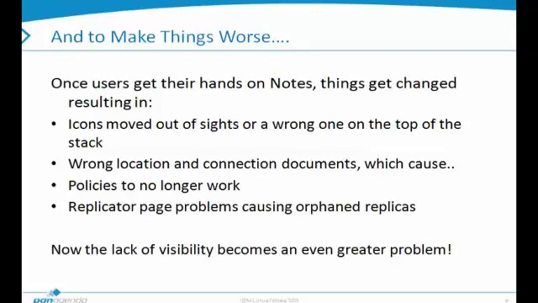So users do things like moving icons out of sight, or maybe they have a wrong icon on the top of the stack on the workspace. They're pointing to something that they shouldn't be in bookmarks. In reality, there's nothing stopping your users from adding bookmarks to a server that is geographically completely wrong, like in China or in Brazil. And then what happens based on that is Notes is slow. Well, yes it is if you're doing it wrong, basically.